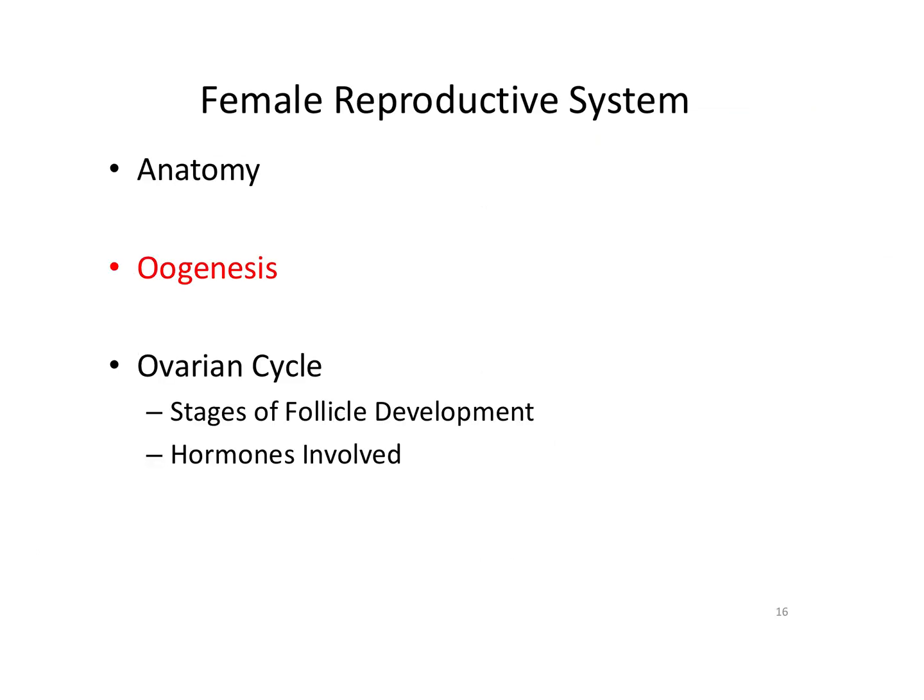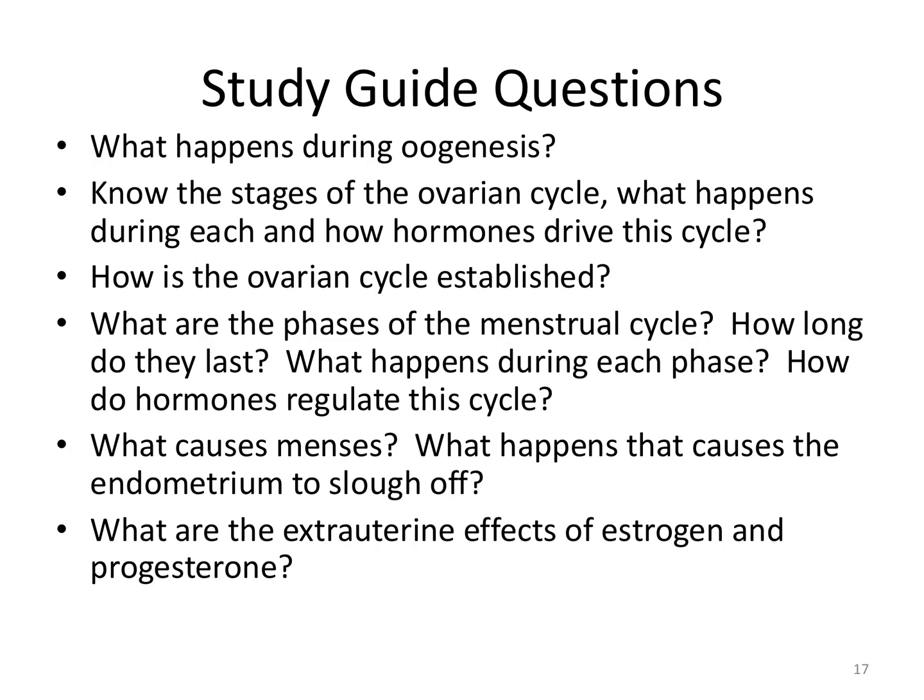The next topic that we're going to talk about is oogenesis, which is formation of the eggs. Now, there are several differences between oogenesis and spermatogenesis, so I'll try and point that out as we go. So we're going to look at what's happening during oogenesis. We're going to look at the stages of the ovarian cycle, which we've already introduced a little bit, what's happening during each phase and how hormones are driving this cycle.